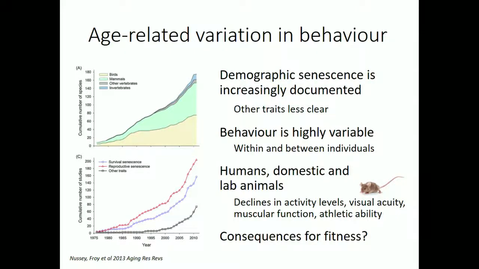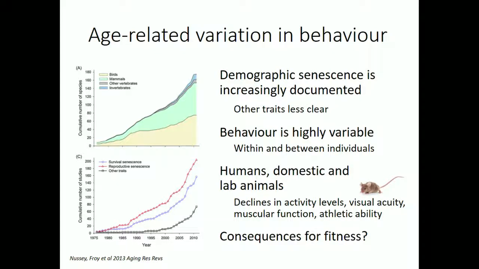So despite early skepticism about the idea, it's increasingly being shown that demographic senescence does occur in wild animal populations, so declines in reproductive performance or survival with age. But what's going on with other traits is a little bit less clear. And in particular, what's going on with behavioral traits is not very well documented. Of course, we know that behavior is highly variable, both between individuals and within individuals, and it can be quite hard to characterize.